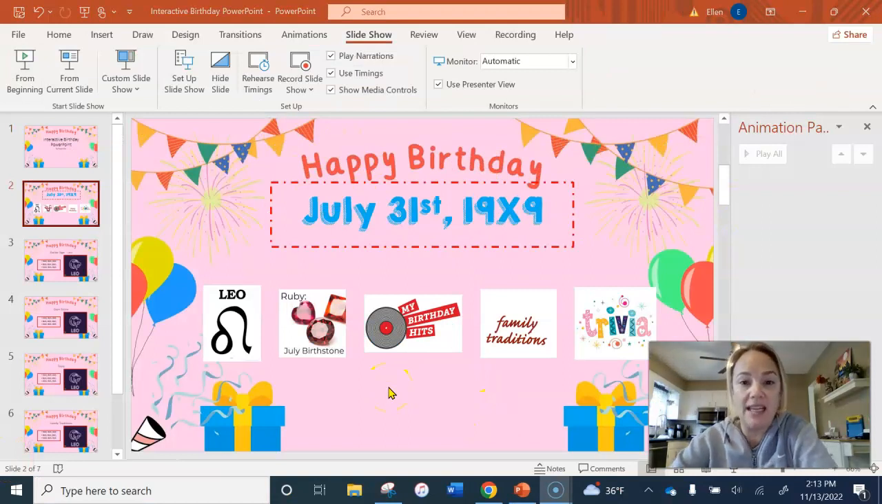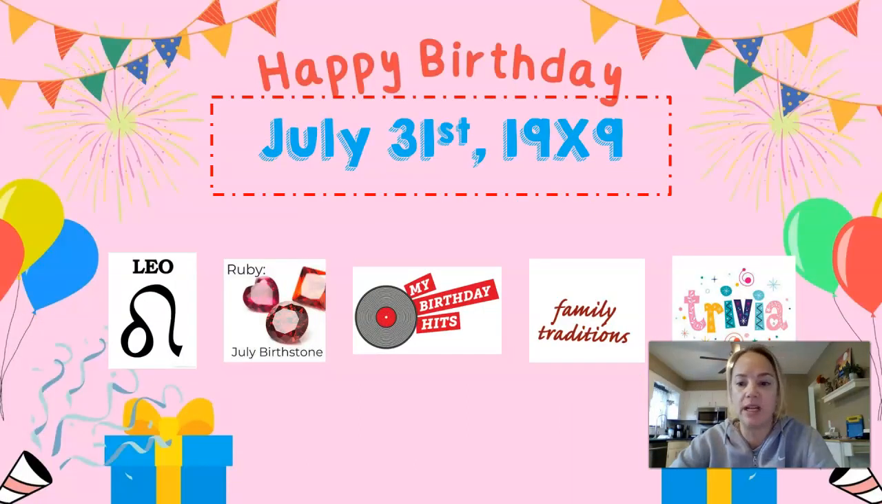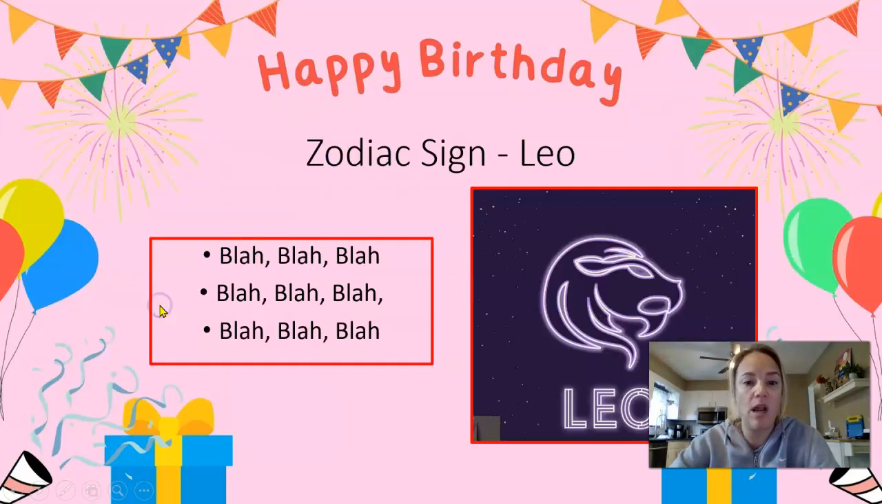Now, once you've added in that link, I want you to test it to make sure that it works. So you're going to come up here to Slide Show, and I'm going to hit Play from Current Slide because we don't need to watch it from the beginning. It's going to put it in slideshow mode, and then you're going to come over here and click on whichever link you just did. I did my Leo, and you're going to want to make sure that it takes you to the slide about Leo.